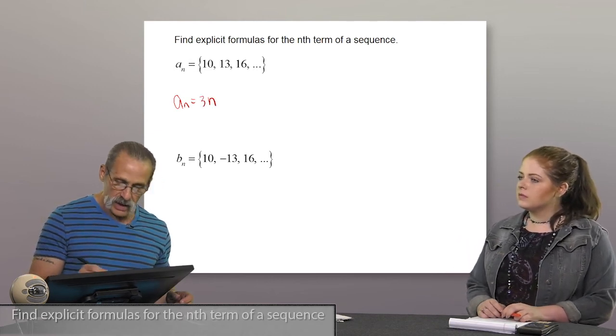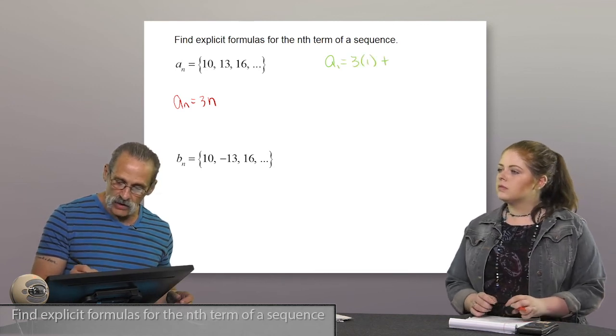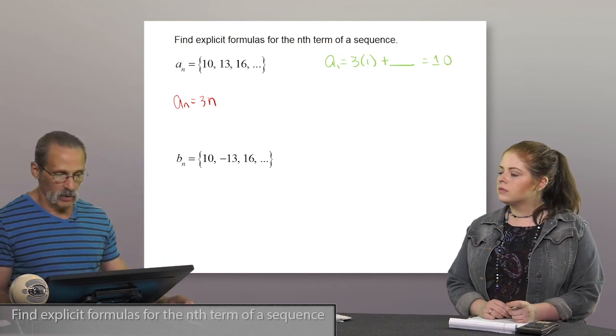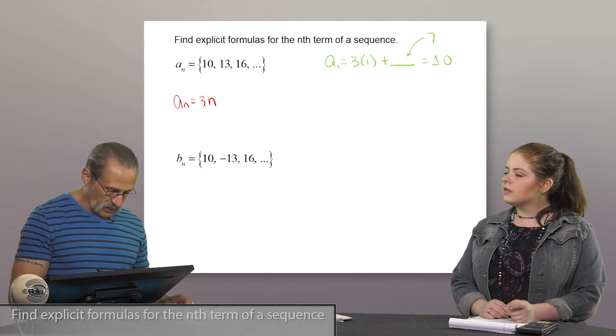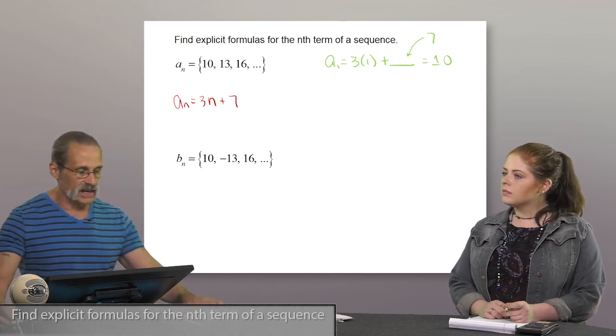and then ask yourself, if I put a 1 into this calculation for n, what number would I have to add or subtract here to generate the 10? And that number would be what? It would be 7. 7, very good. So that fills in the rest of the formula, doesn't it? 3n plus 7 is equal to a sub n.